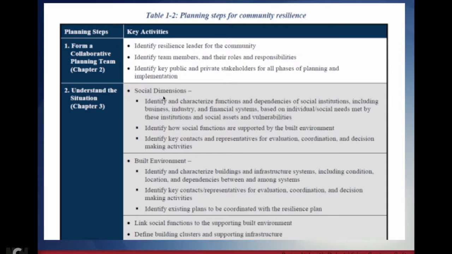Identify how social functions are supported by the built environment. Identify key contacts and representatives for evaluation, coordination, and decision making. Under the built environment, identify and characterize buildings and infrastructure systems, including condition, location, and dependencies among systems. Identify key contacts, representatives, and evaluation, coordination, and decision-making activities, and identify existing plans to be coordinated with the resilience plan.